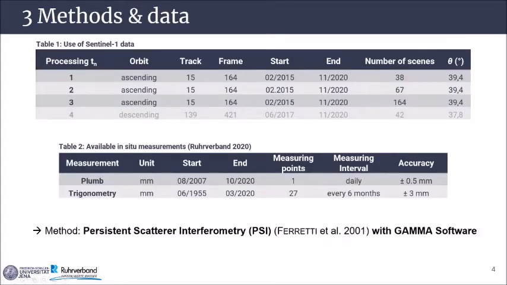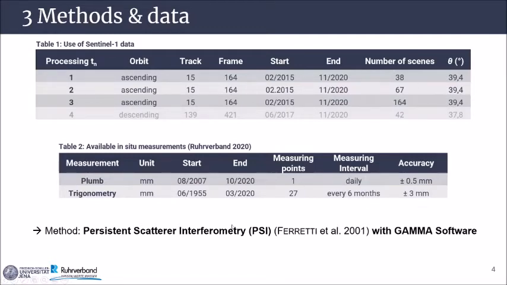The used Sentinel-1 data are listed in Table 1. Since the influence of monitoring frequency on the resulting PS point density was of interest, we created 3 different data stacks within the observation period, each containing a different number of Sentinel-1 scenes, as shown in this part.